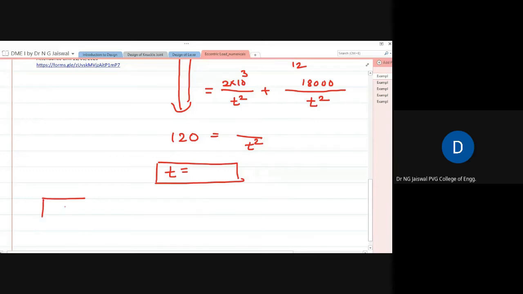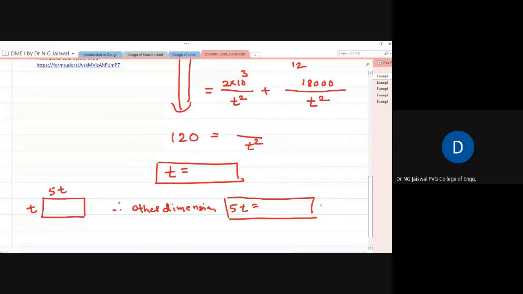The cross sections will be, if this is T, the other cross section is 5T. And therefore the other dimension, you can put in terms of this sketch also: the dimension 5T will be equal to T, which is already rounded off to the next whole number, times 5, that will be this much mm. This will be your answer.